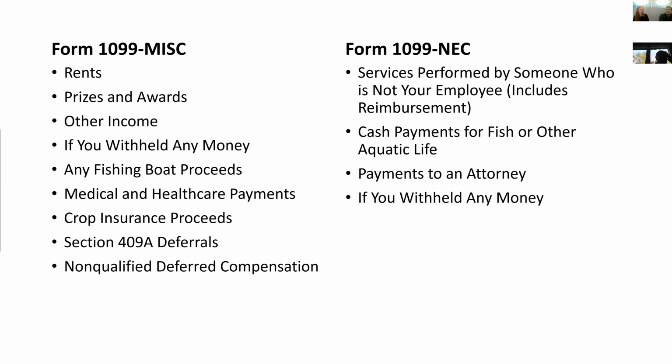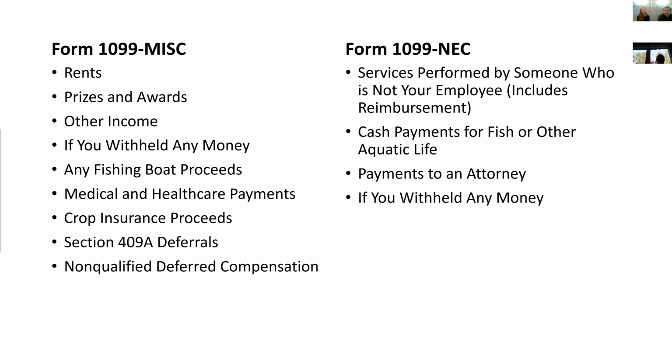On your Form 1099-MISC, you're going to report rent. You're going to have prizes and awards to people. Other income, this is usually where commissions go. If you withheld any money for any of these reasons, it has to be reported on here, so that would be the backup withholding that you're required to do. If you have any fishing boat proceeds, that's important. Medical and healthcare payments, that's if you receive payments from an insurance company. Crop insurance proceeds, any Section 409A deferrals, or any non-qualified deferred compensation, that all goes in the 1099-MISC.